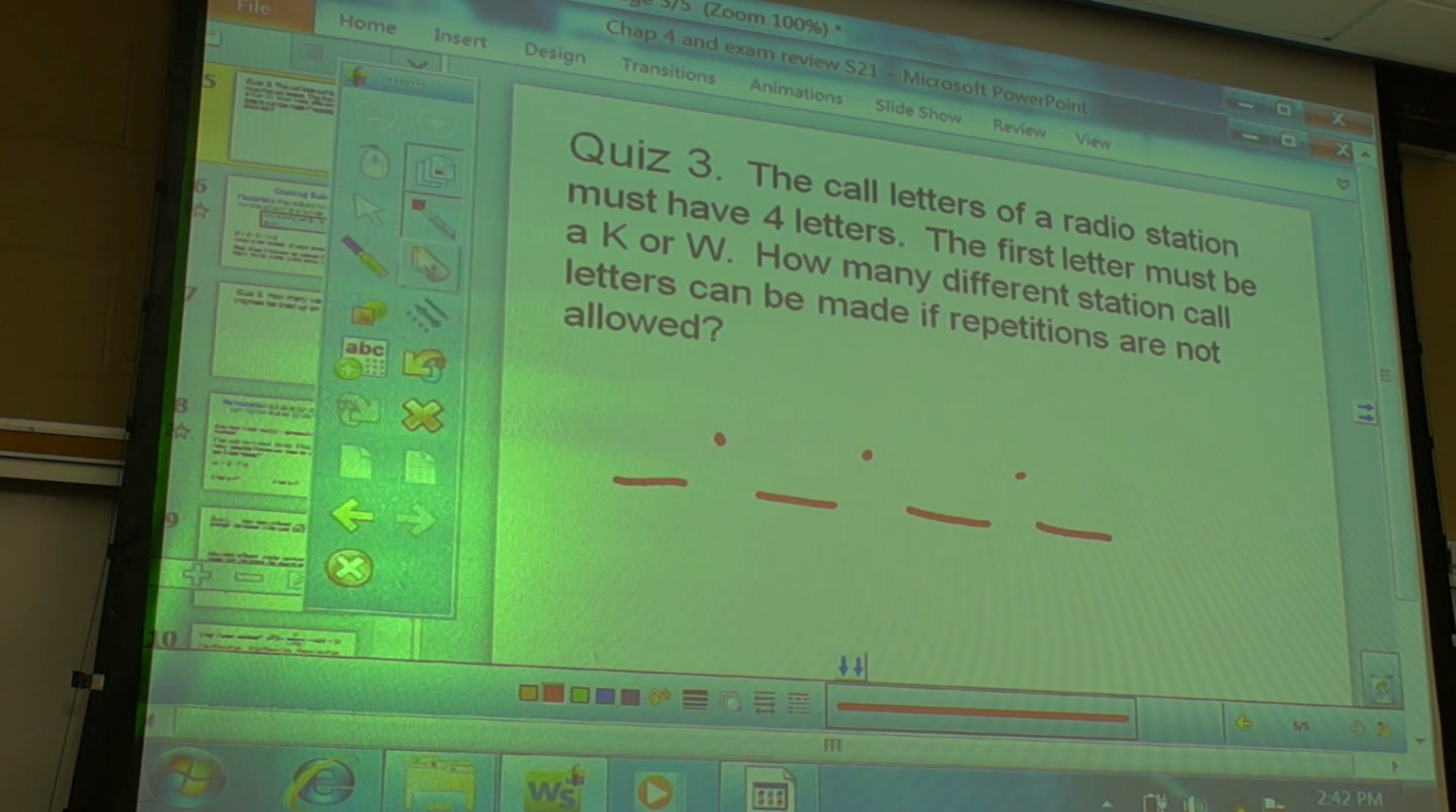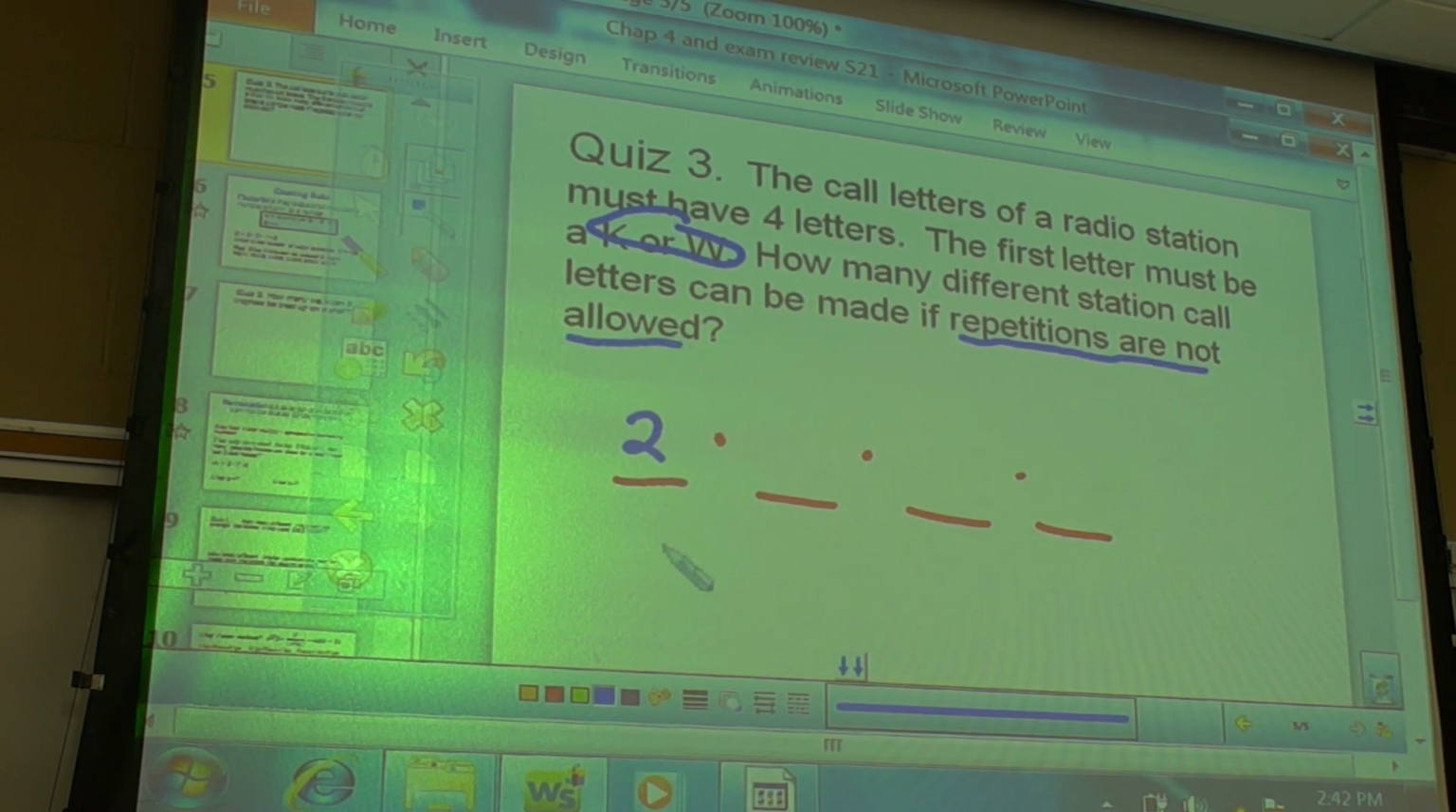So, how many options do you guys think for the first choice? 2. Well, the first letter has to be a K or a W. 2. Right? Now, repetitions are not allowed. In other words, once I use that K or that W, I can't use it again. So if I pick a K, I can't use the K again. If I pick a W, I can't use the W again. But if I pick a K, I can use a W.